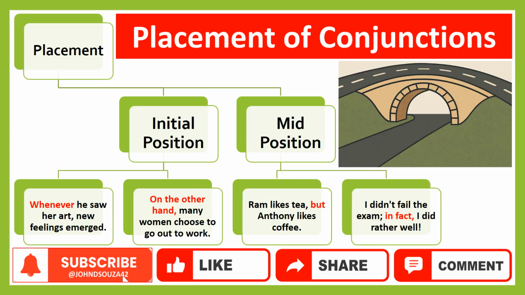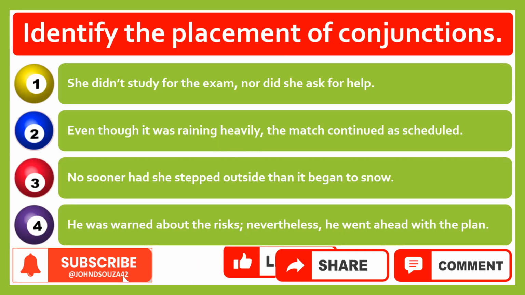Conjunctions are usually placed in mid and initial positions. "Whenever," a compound conjunction, and "on the other hand," a phrasal conjunction, are placed in initial positions, but a single word conjunction like "and," and "in fact," a two-word conjunction, are placed in mid positions. Let's identify the placement of conjunctions.